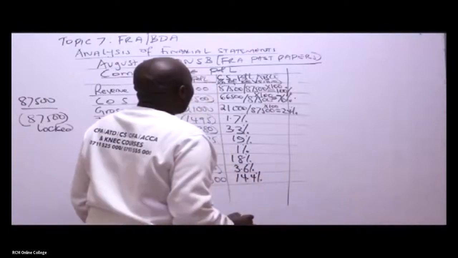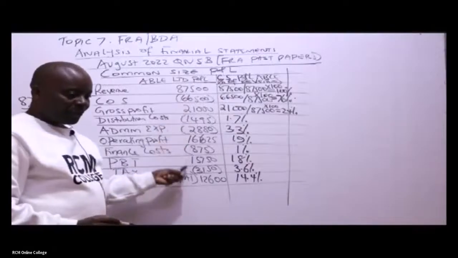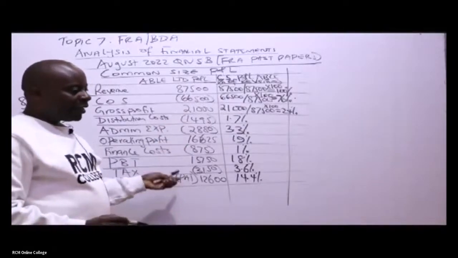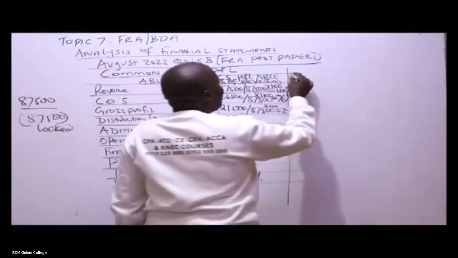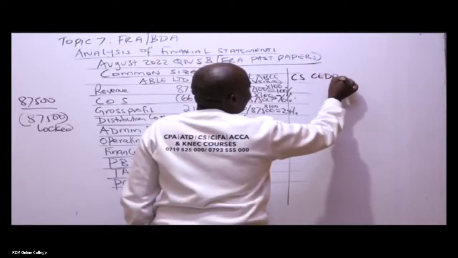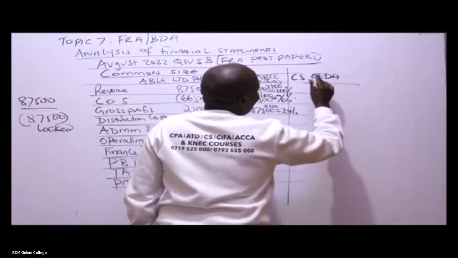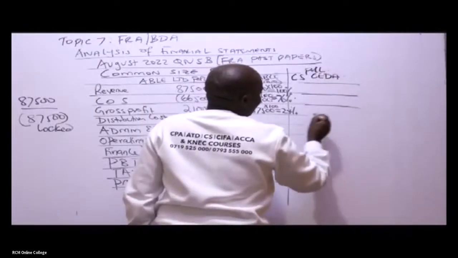So ladies and gentlemen, writing this was basically for demonstration purposes. The FRA students, you don't have to copy this the way it is. So I want you to go ahead and give me the common size for CIDA, the common size P and L.